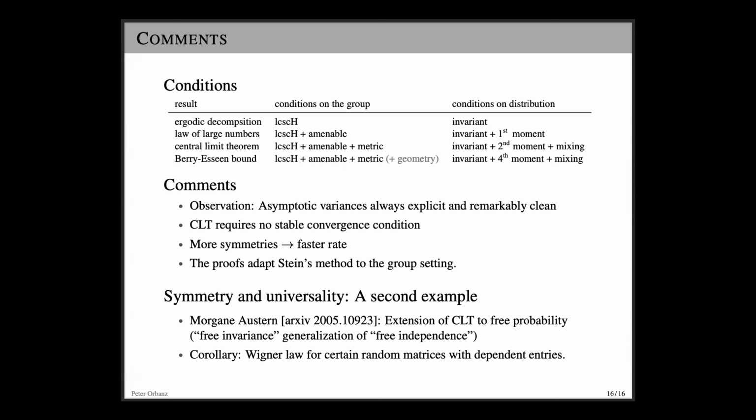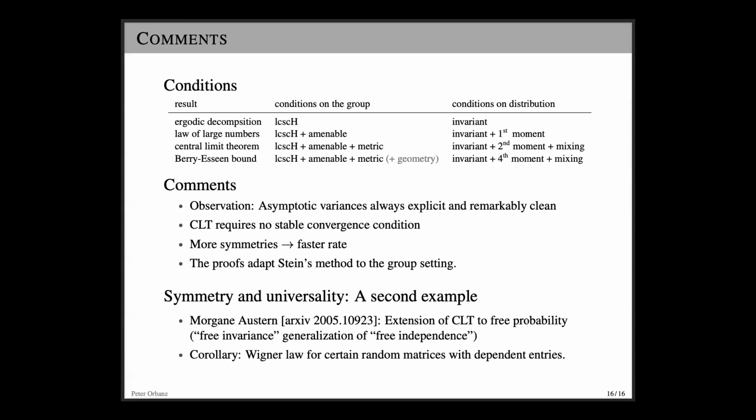I showed you this ergodic decomposition result that tells us the convex set of ergodic distributions has corner points, then the law of large numbers by Lindenstrauss, and then our results here. There are two types of conditions: one are conditions on the group, and the other are conditions on the distribution. For the ergodic decomposition, we need the group to be locally compact, second countable, and Hausdorff, that's usually small, right? For the law of large numbers, we need the same thing plus amenable.